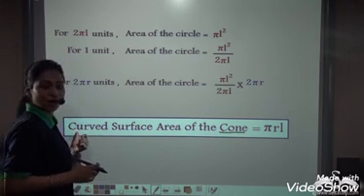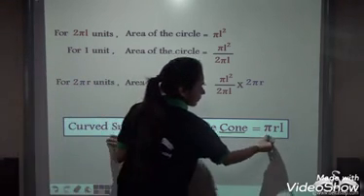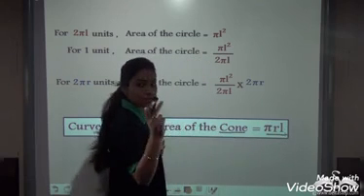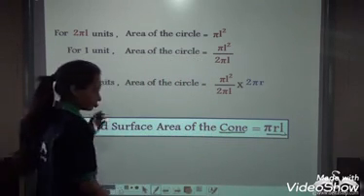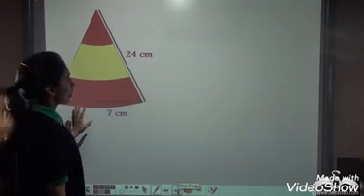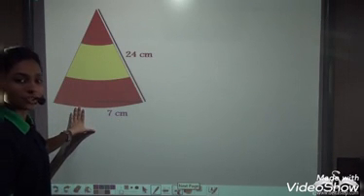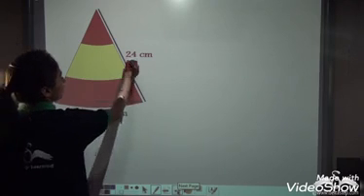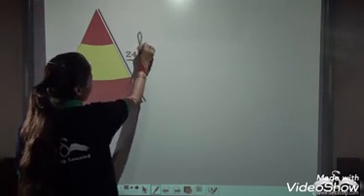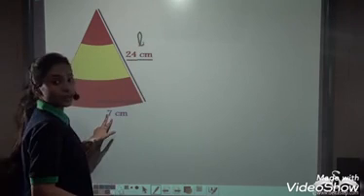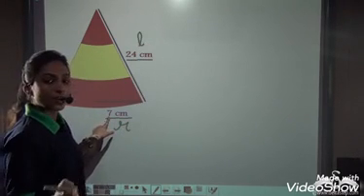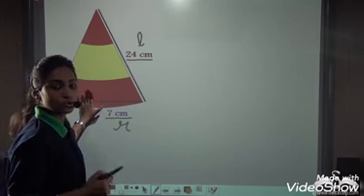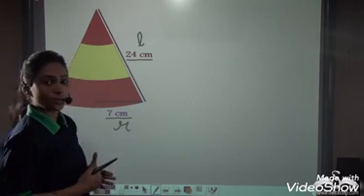So the curved surface area of any cone is what? Pi r l, where r is the radius of the circular base and l is the slant height of the cone. So now we have been given the dimensions of this birthday cap. The slant height here is 24 centimeter and the radius of the circular base is 7 centimeter. Now find out the curved surface area of this cone so that I can know how much paper I will require for this.